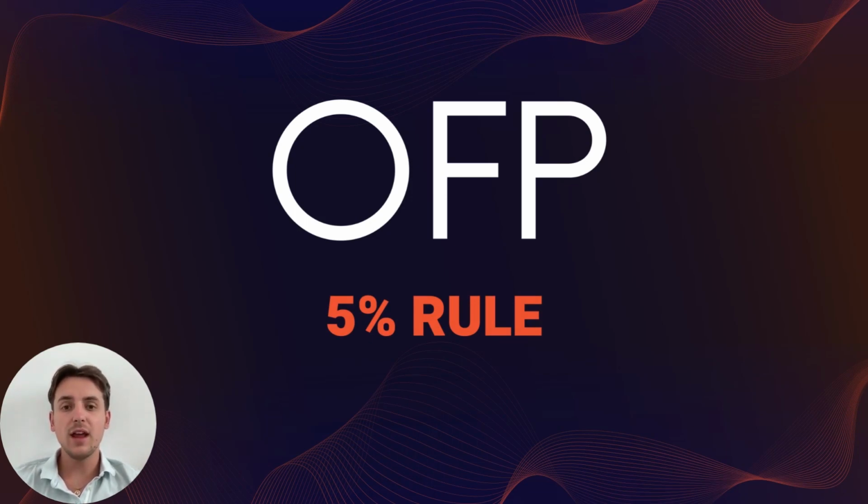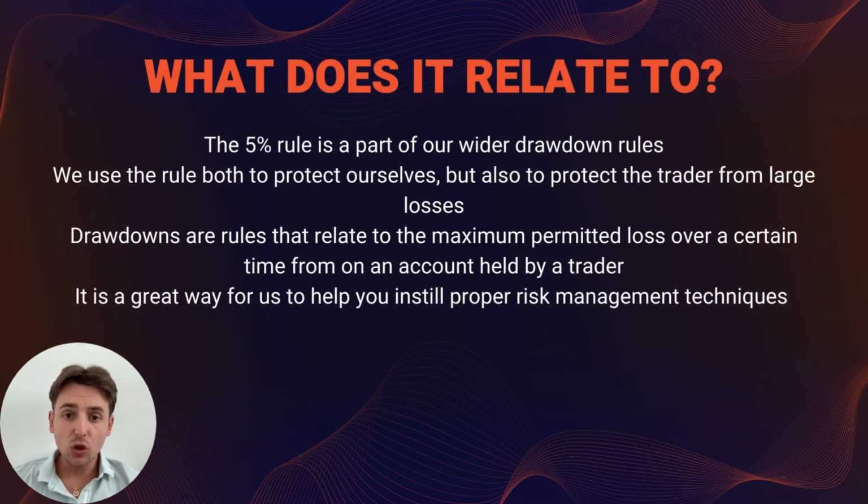My name is Tom and today I will be looking at the 5% rule which relates to OFP's drawdowns. So what does it all relate to? The 5% rule is a part of the drawdown rules that we have in place, which includes also the 10% drawdown rule. We use the rules to protect both the company and also traders from large losses and to assist them in what is commonly one of the most difficult parts, which is the mental side, which is more to do with losses.